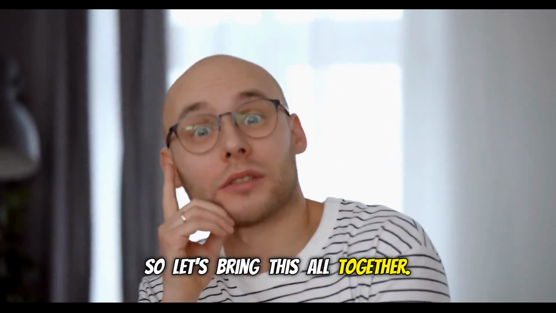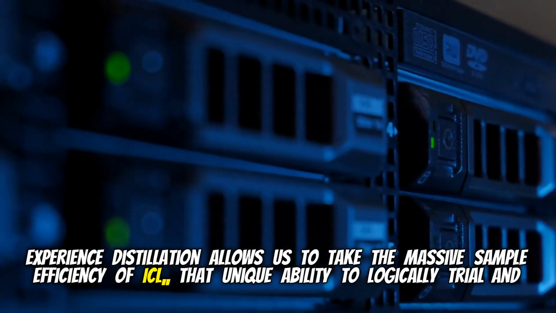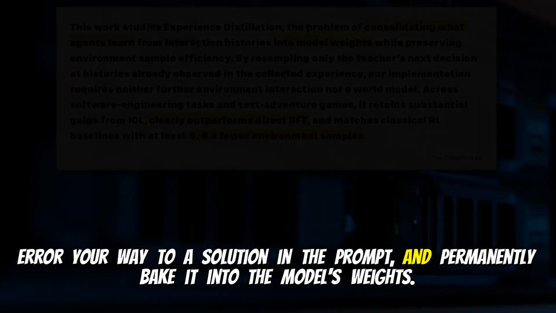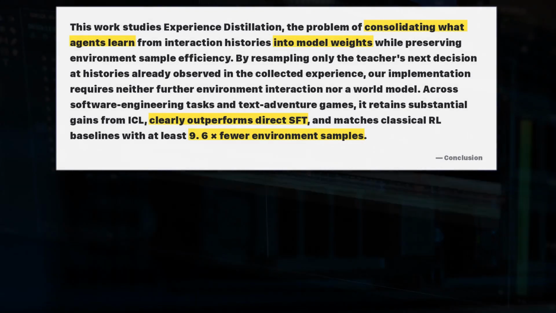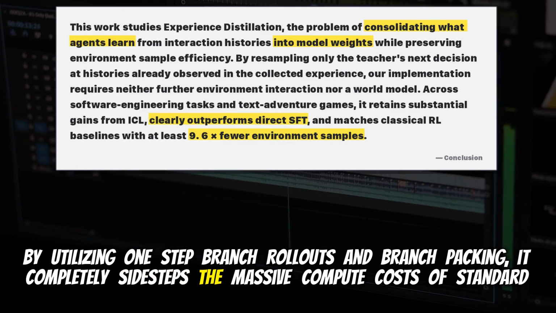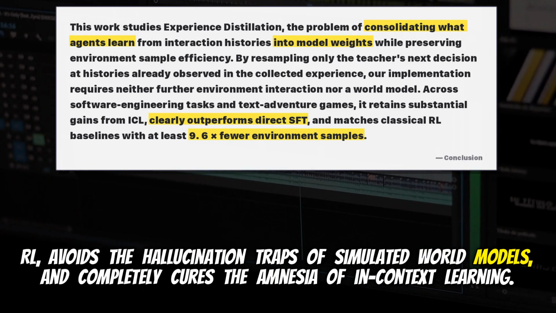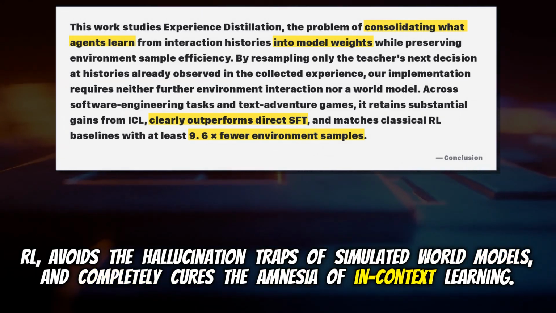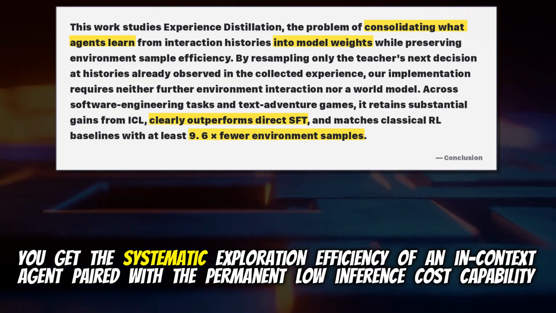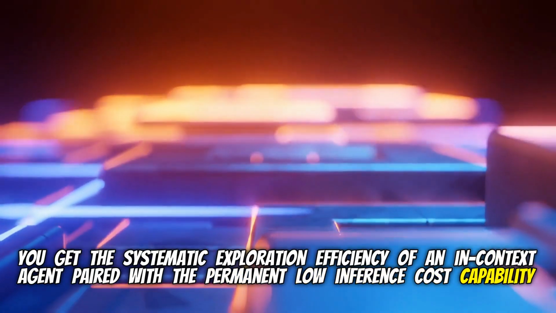Exactly. So let's bring this all together. Experience distillation allows us to take the massive sample efficiency of ICL, that unique ability to logically trial and error your way to a solution in the prompt, and permanently bake it into the model's weights. Right. By utilizing one-step branch rollouts and branch packing, it completely sidesteps the massive compute costs of standard RL, avoids the hallucination traps of simulated world models, and completely cures the amnesia of in-context learning. It elegantly bridges the gap between our 2 flawed extremes. You get the systematic exploration efficiency of an in-context agent paired with the permanent low inference cost capability retention of a fine-tuned model.